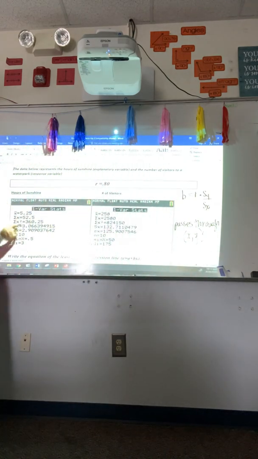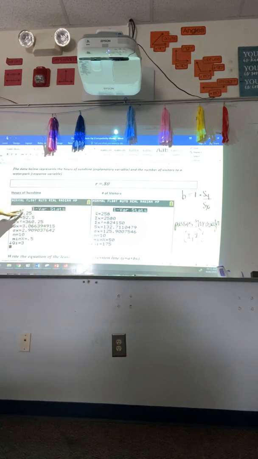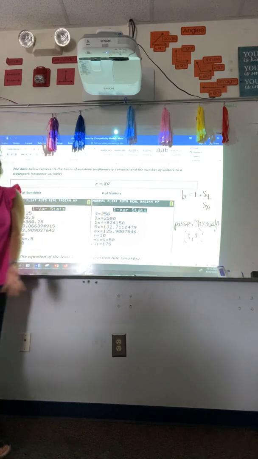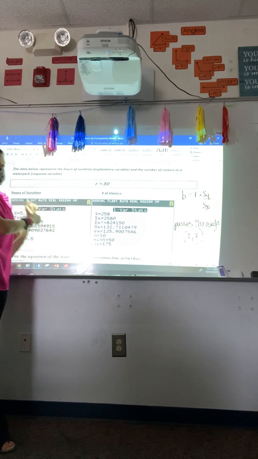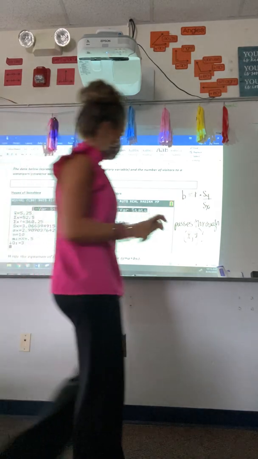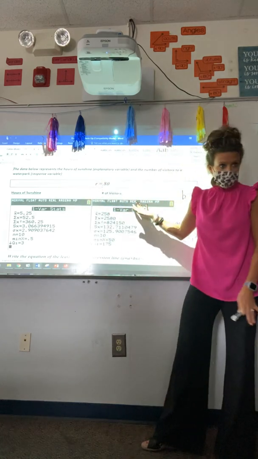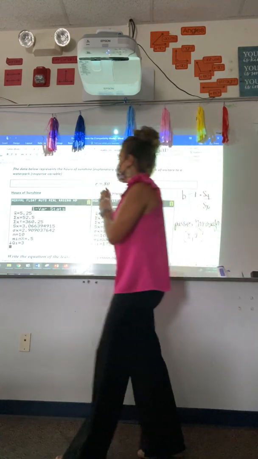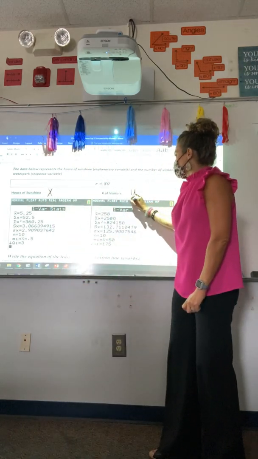Now, over here, do you notice this is all X's and this is all X's, okay? All they did was one variable stats on both of them, so they both show up as X's. We have to determine which one is my explanatory and which one is my response. So which one do you think explains the other? Yeah, I would say that hours of sunshine explains the number of visitors, okay? So hours of sunshine, we're going to make this our X. And then number of visitors, we're going to make this our Y.